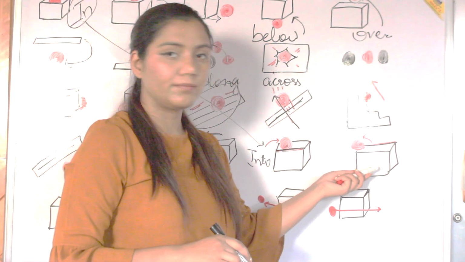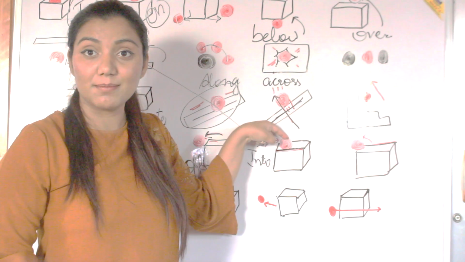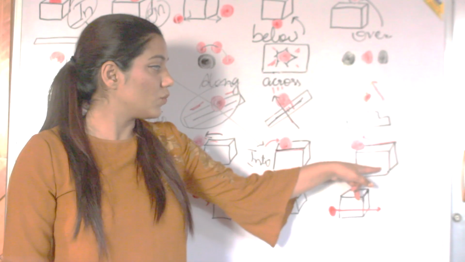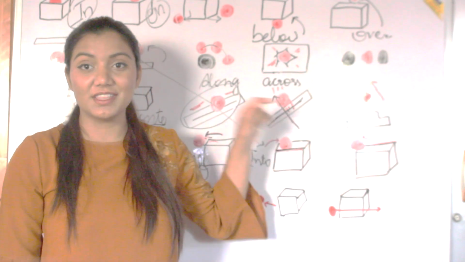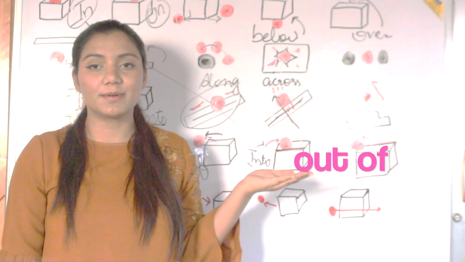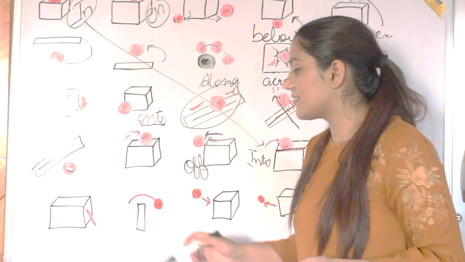Next is this one. We assumed here that the ball is going inside the black box, so we called it into. Now what if the ball is moving out of the black box? It will be called out of. The movement preposition is going to be out of. Very good. Next is this.